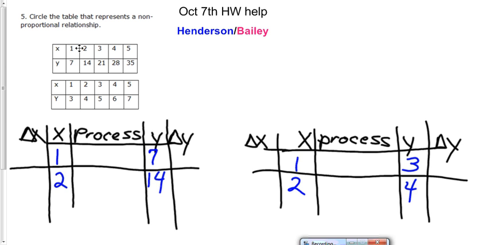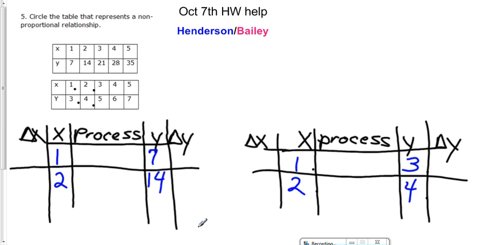Table 1 had x is 1, y is 7. Then it had x is 2, y is 14. The second table we had going on, x is 1 and y is 3. Then I had an x of 2, y is 4.